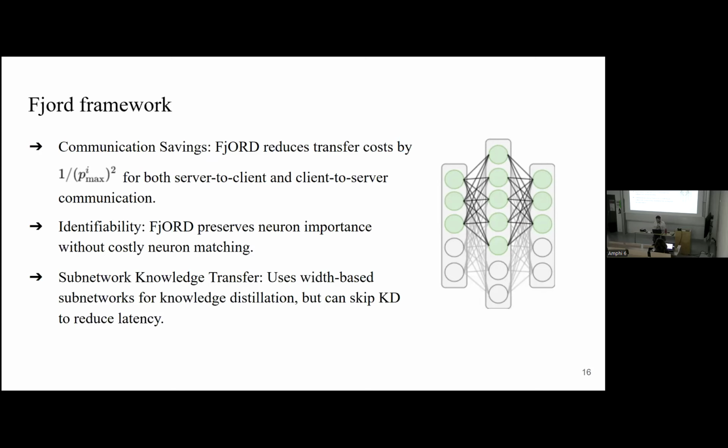You also have this neuron importance, and you don't have to do neuron matching. For example, in some other methods, if you randomly select neurons to create a smaller model, then when you want to aggregate, you have to match them up again. You don't have to solve this problem anymore, because for the same dropout ratio, you always have the same neurons. And finally, we have this subnetwork knowledge transfer happening, or self-distillation, that they also added as a feature, let's say.